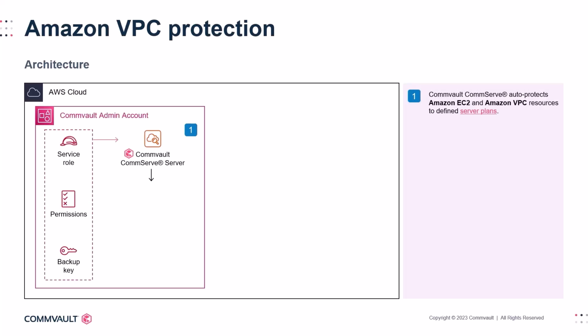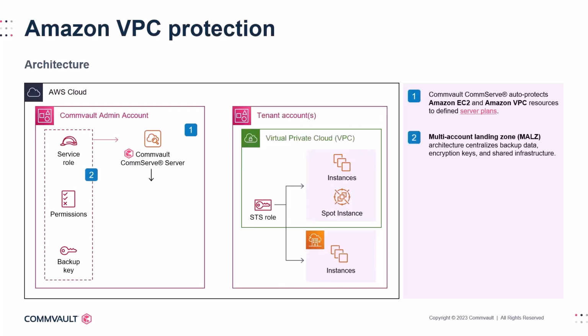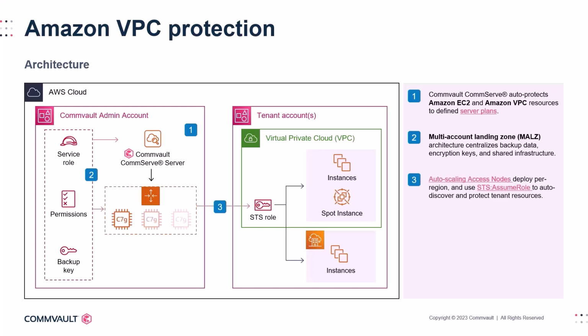We start with Commvault sitting inside a shared backup account, and we use IAM policies attached to identities to get access to the environment. We do that by having one or many customer or tenant accounts, and this is where all the workloads live. We request temporary credentials using STS assume role. This is done by using auto-scaling access nodes that are deployed per region and used to make the request to gain access and discover the EC2 instances and their network configuration.